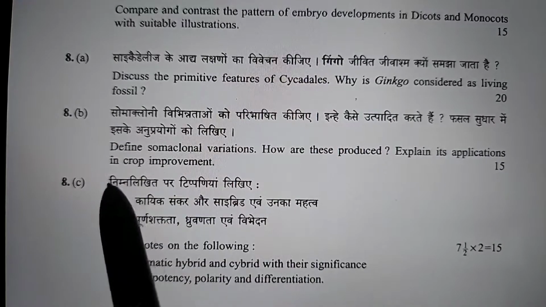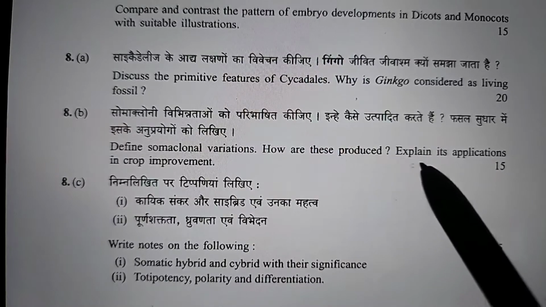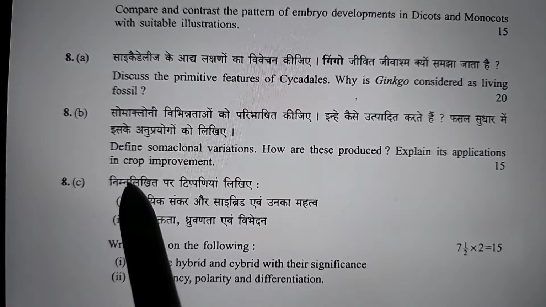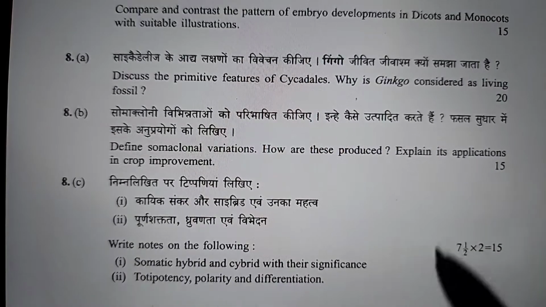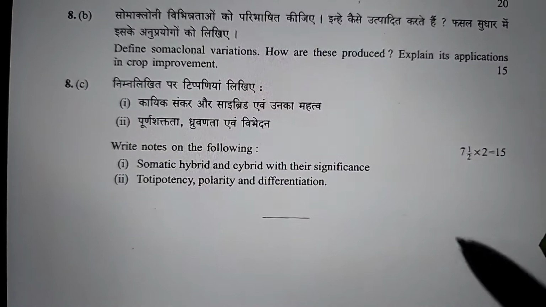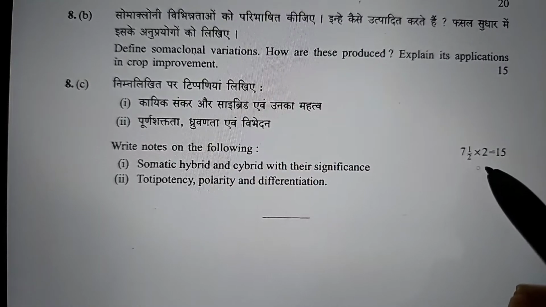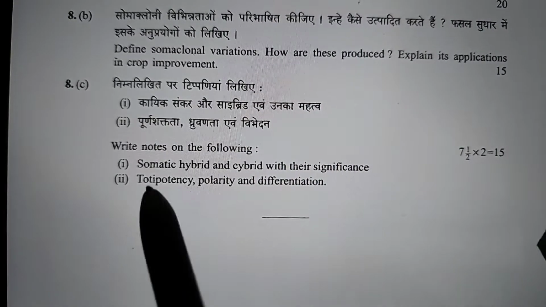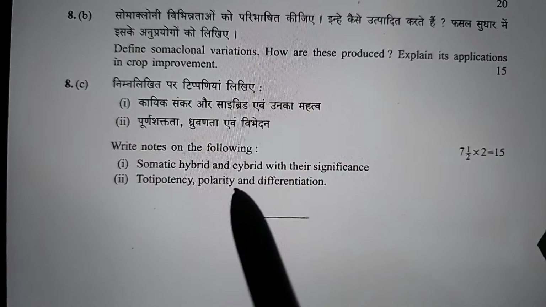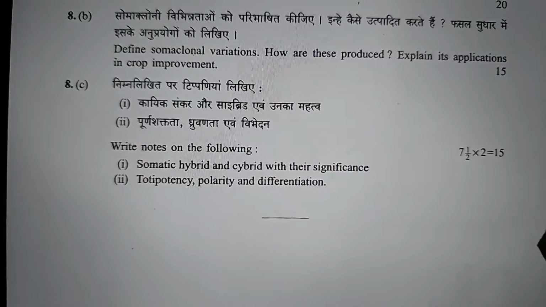Define somaclonal variation. How are these produced? Explain its application in crop improvement. 15 marks. Okay, the last one is 8C. You have to write 2 short notes of 15 marks total, 7.5 marks into 2. Somatic hybrid and hybrid with significance, totipotency and polarity and differentiation.